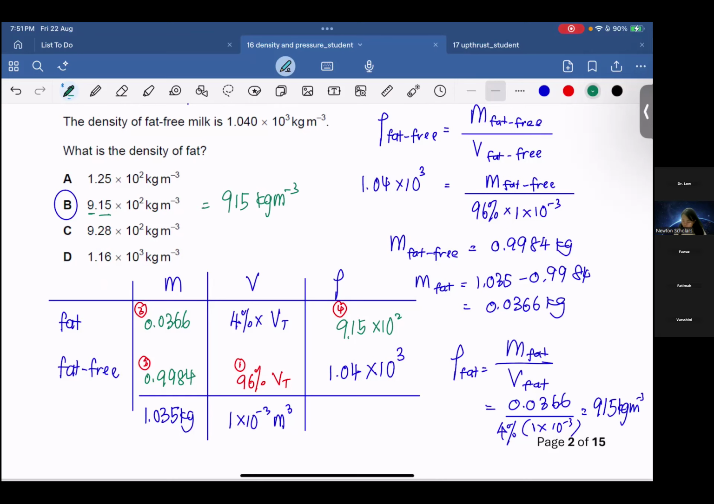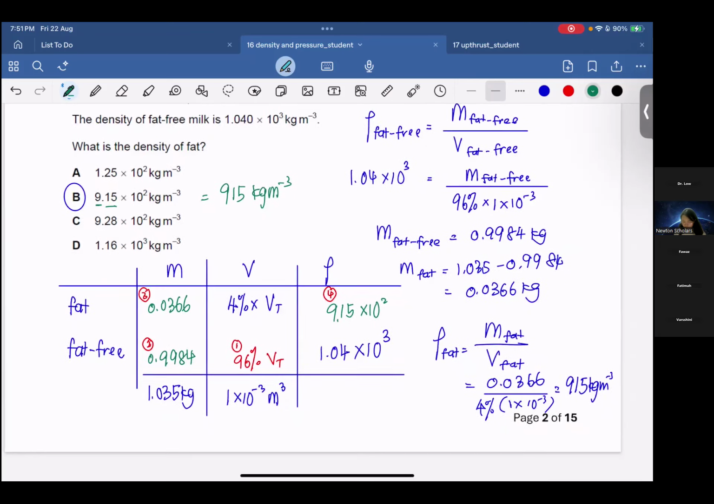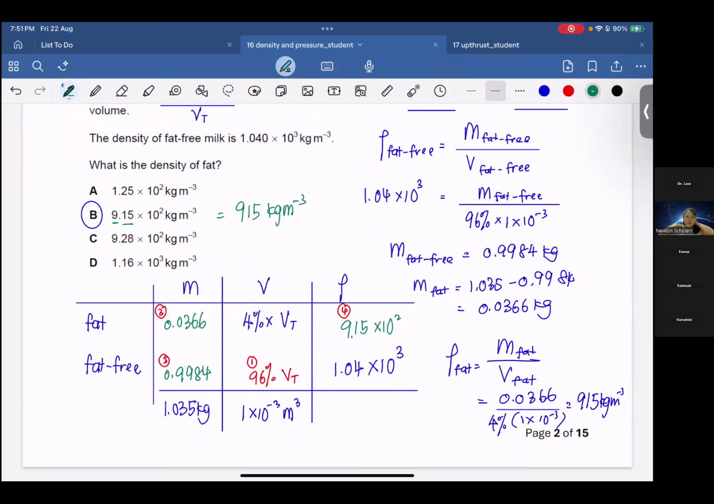Okay, how about others? Check your answer whether you're able to get this question right or not. You cannot do it that way, you have to use the density, because the same volume doesn't mean that you will get the same percentage of the mass. No. That's why we need to go step by step using the density formula.